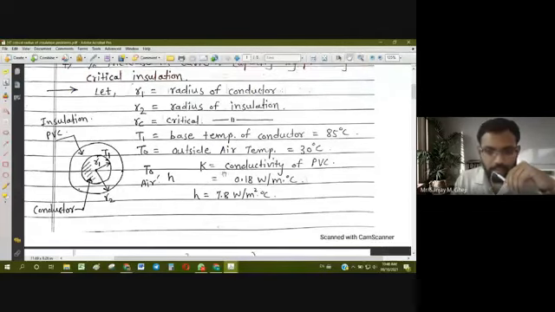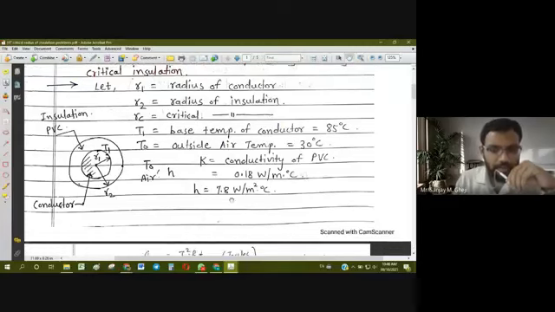Now let us say K is the conductivity of PVC material, which is given as 0.18 watt per meter degree Celsius. And the heat transfer coefficient H, because at the outside, from the insulation surface to the outside air, heat transfer is by convection, because there is a fluid involved and fluid motion. So heat transfer will be by convection. H is equal to 7.8 watt per meter square Kelvin or degrees Celsius.